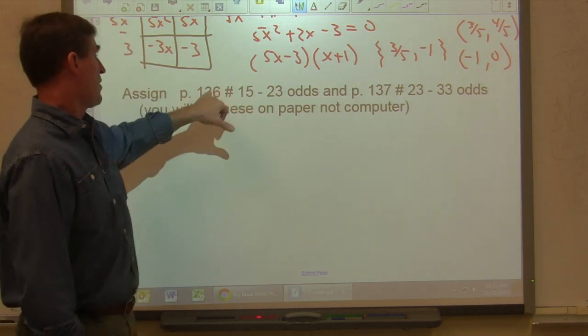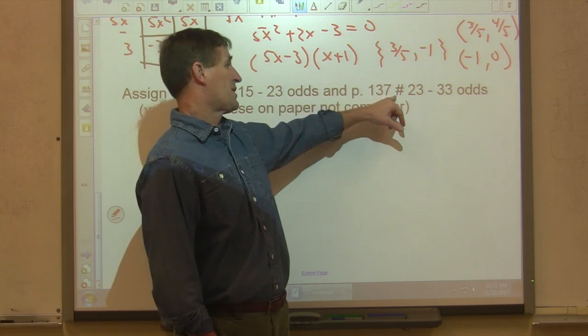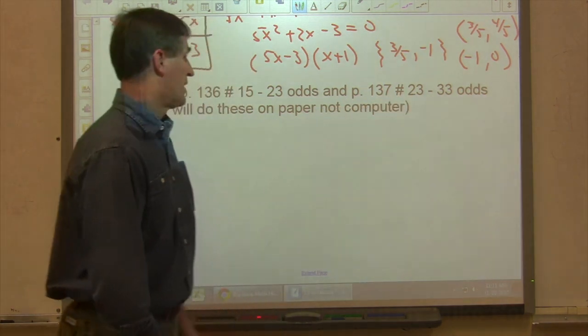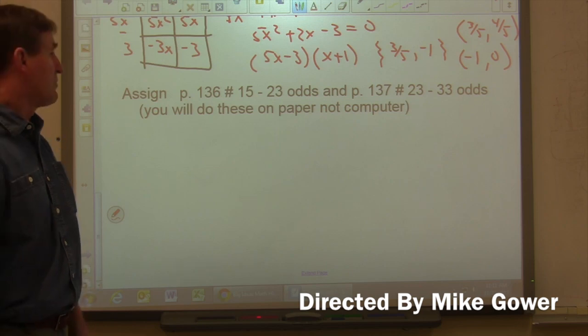So the assignment is on page 136, 15 to 23, the odds, and on page 127, 23 to 33, the odds. So you don't have a lot of problems to do, but they do take a little bit of time. So good luck on that.